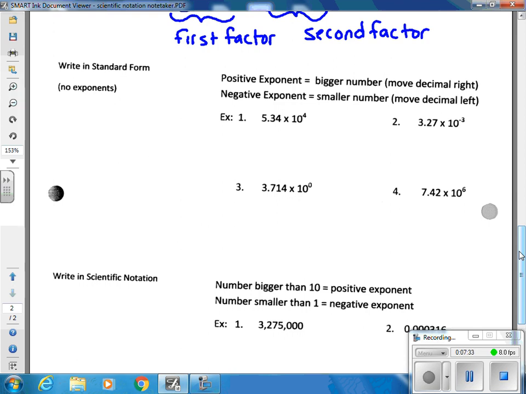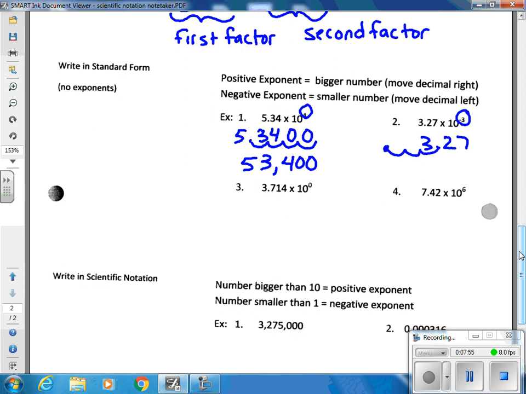So for number 1, my exponent is +4. That means I'm going to take the decimal and go 4 times to the right. 1, 2, 3, 4. Fill in your zeros and then put your commas in there. So the final number is 53,400. For number 2, it's a negative exponent, so I'm going left. So 3.27, go 1, 2, 3. There's its new home. Fill in the zeros in front.